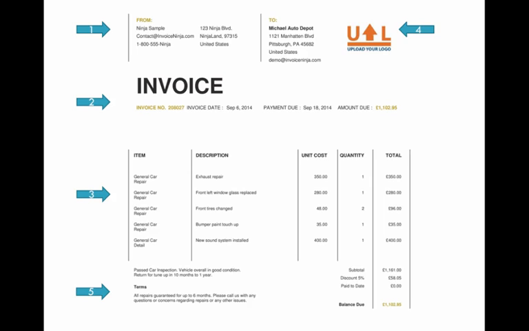Now the other important thing here is the terms and conditions of the invoice. Now whenever a good or service is provided to an organization, it basically comes with terms and conditions. Now these terms would say that, for example, in this case it says all repairs are guaranteed for up to 6 months. Please call us with any questions or concerns regarding repairs or any other issues. So it could have clauses about the warranty. It could have clauses about when the payment for this invoice is supposed to be made, so on and so forth.